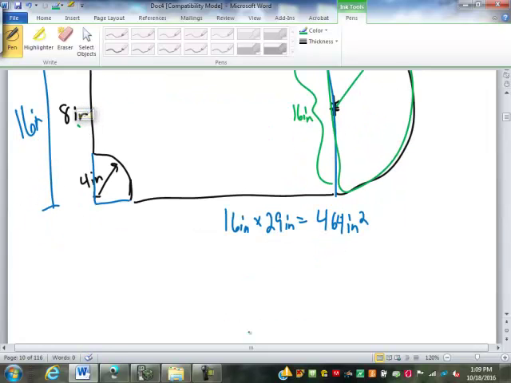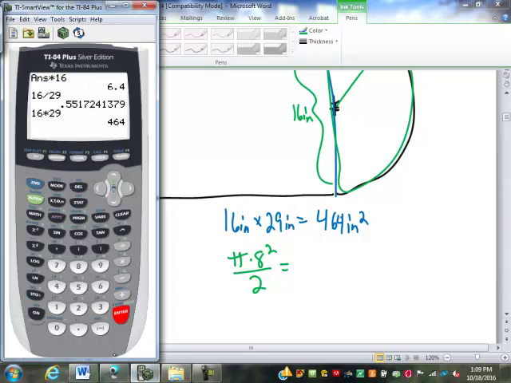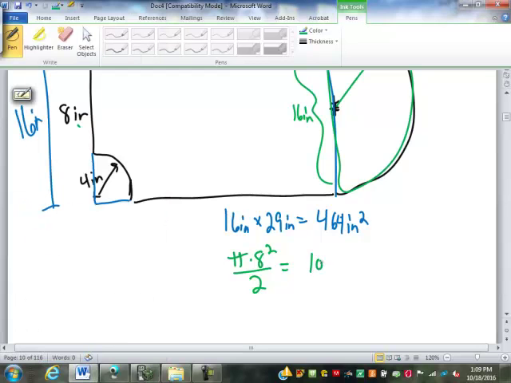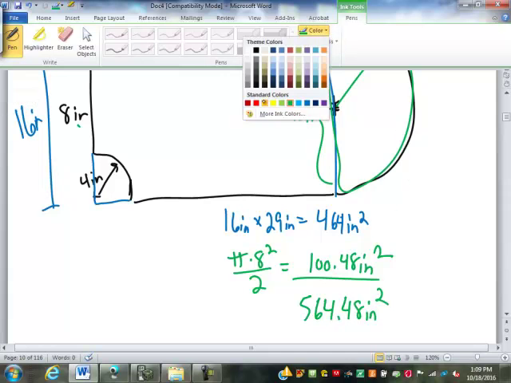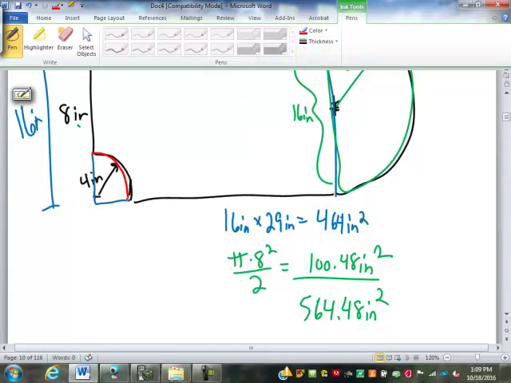So that area is pi times 8 squared divided by 2 because it is a half circle. So 100.48. So we add those up, that's 564.48 square inches. But of course we have to subtract out these quarter circles.